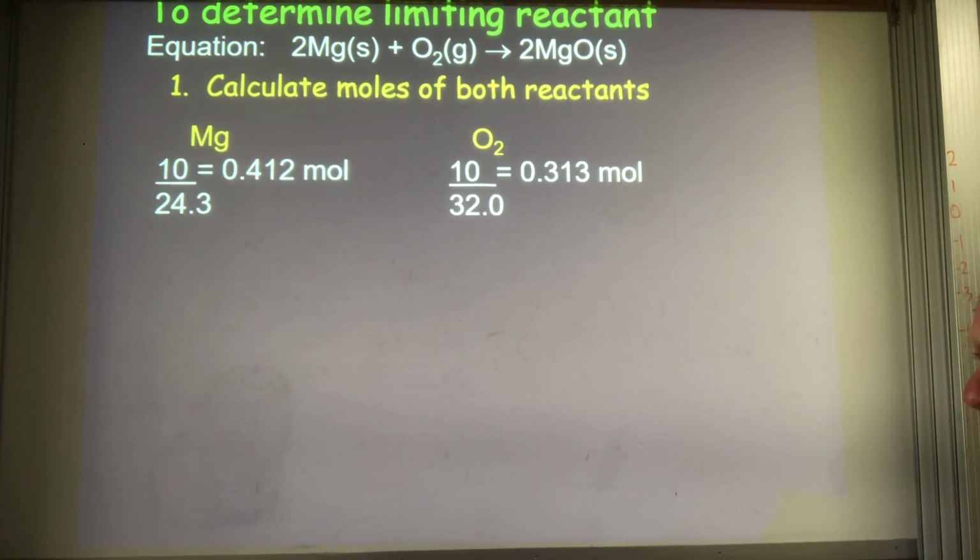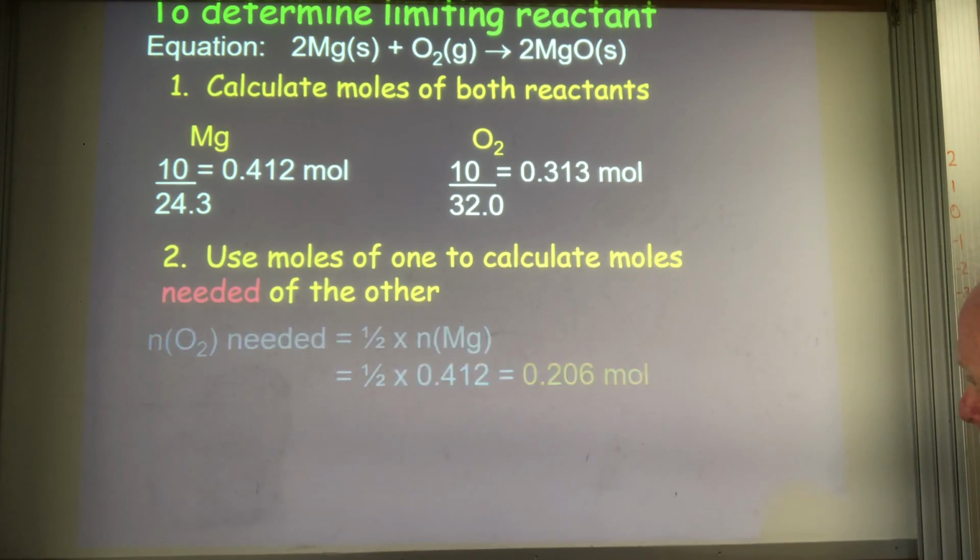If all of this magnesium reacts, how much oxygen is required to do that? So we just apply want over got to the moles of magnesium to work out how much oxygen is needed to use it all up. In order to use up all of that 0.412 moles of magnesium, we'll need 1 over 2 times that, 0.206 moles of oxygen. So that's how much we need. How much oxygen do we actually have? We've got a whole lot more oxygen than that. We've got more than enough oxygen.